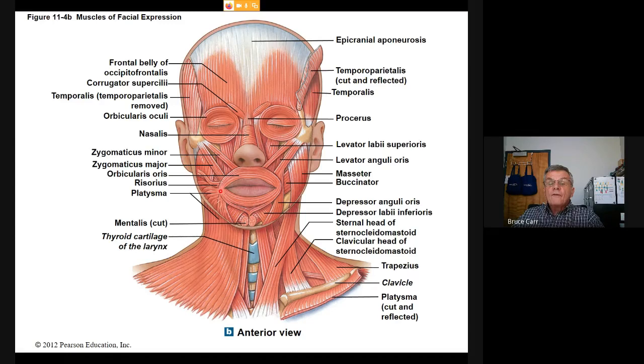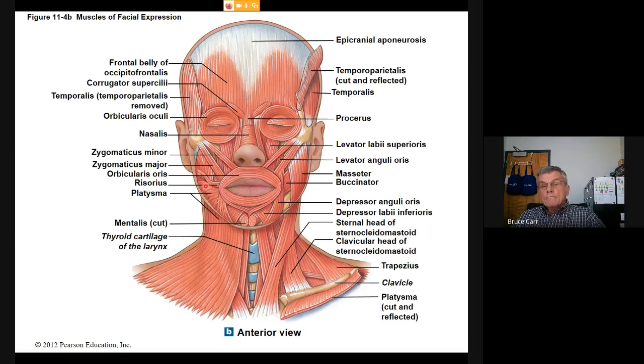And so we have fine control of the different regions of the lips to provide multiple shapes, multiple movements. That's why we say this face is so mobile, so expressive. And it's the multiple muscles in the face that produce that phenomenon.